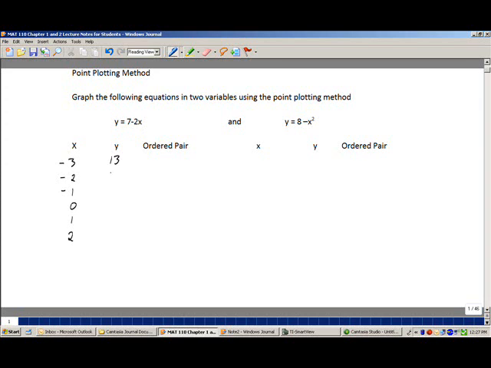If I do that for each one of these, I'll find out when I put in a -2 for x, I get 11. For -1, I get a 9. I get 7 when I plug in 0. And I get 5 for 1, and 3, I'm sorry, if I plug in a 2. So, as ordered pairs, this would be (-3, 13), (-2, 11). These are points that would fall on our equation if we were to graph them.